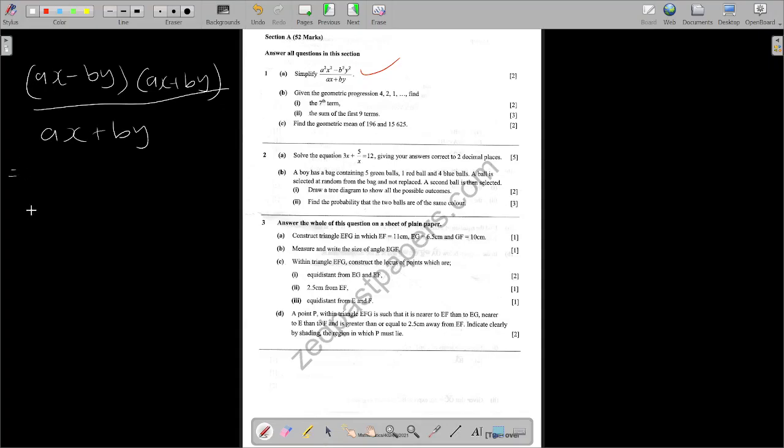So for this one, cancel out the common factors. Common factor ax plus by, assuming that ax plus by is not equal to 0. So this and this you cancel out, this and this you cancel out. We will remain with ax minus by. So this is our answer. Let's go to question B.